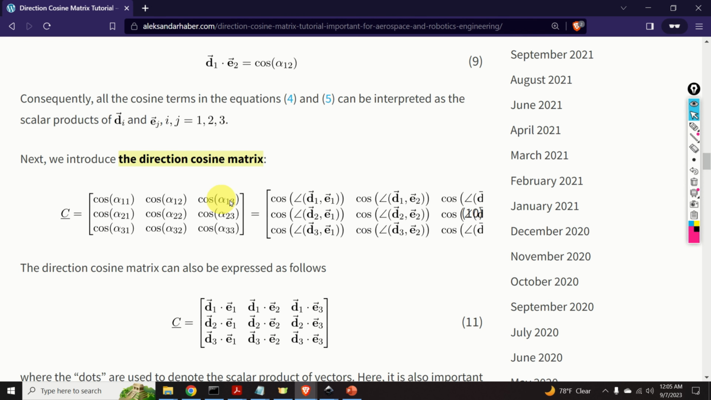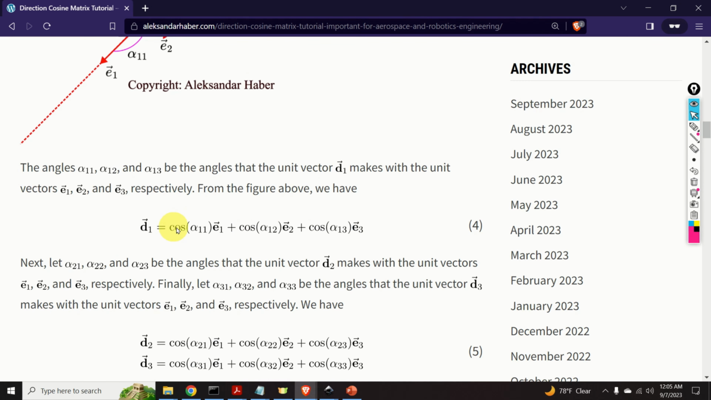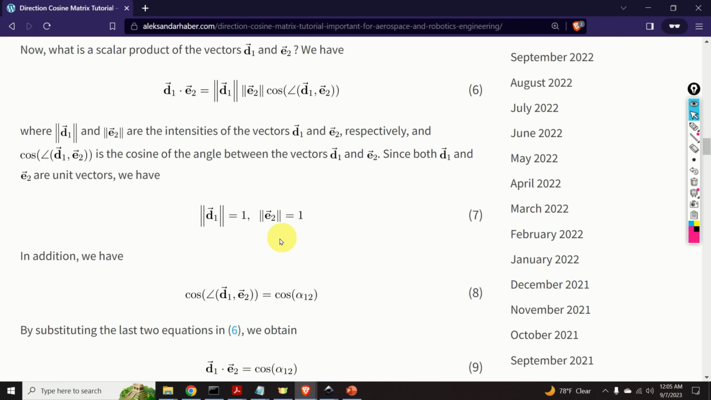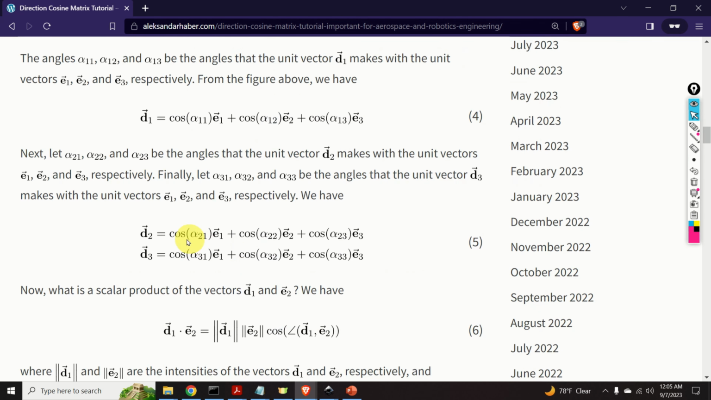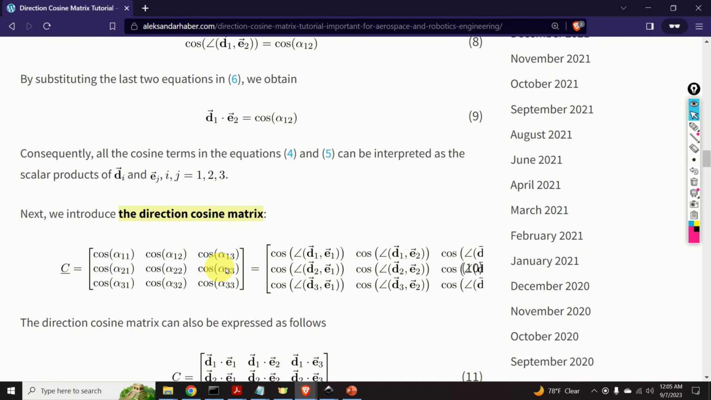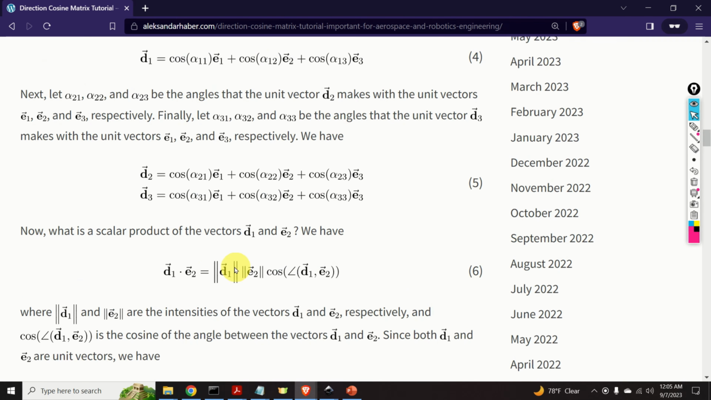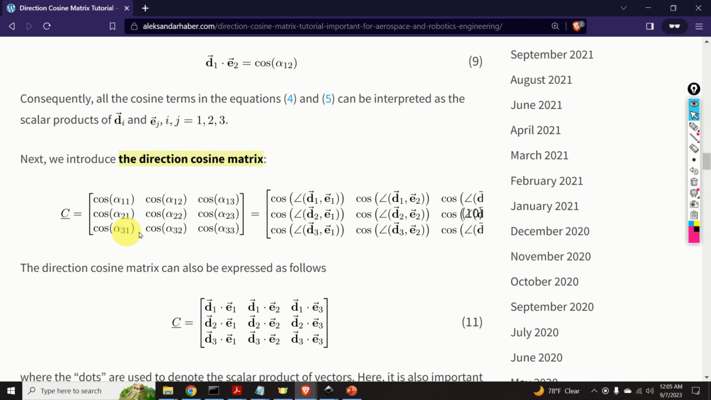The first row of this matrix is simply formed by taking these cosine terms from the first equation and placing them in the first row. Similarly, the second row of the direction cosine matrix is formed by taking these terms and placing them in the second row. And finally, the third row is formed by taking these three terms and placing them in the third row.